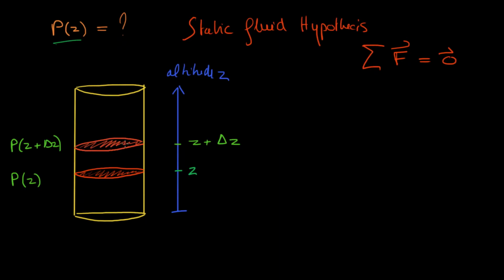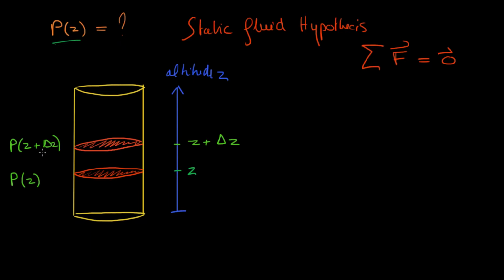And here our second slice, which is delta z away from the first one, will experience the weight of this above column of air. But if we think about it, we can derive a relationship between P of z plus delta z and P of z. Indeed, the pressure at altitude z will be equal to the pressure at altitude z plus delta z plus the weight of this cylinder of air divided by the surface of this slice, this infinitely small slice of air.